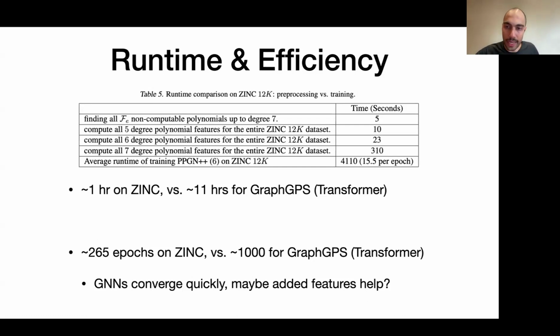And you'll see, for example, computing all the 7-degree polynomial features for the entire data set took 310 seconds, which is an order of magnitude less time than the training time. So this is in general probably an efficient procedure.